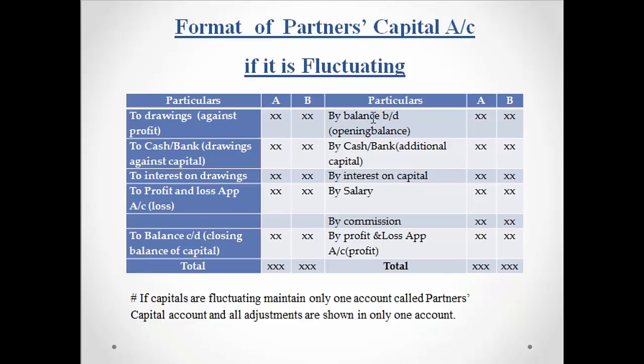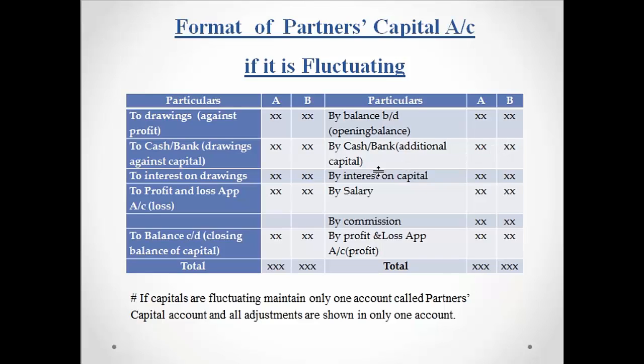Okay, the next item to be taken to the partner's capital account, please have a look at the second item, by cash or by bank. When a partner is investing additional capital into the firm, you have to think about what the journal entry is for that. The journal entry should be cash account or bank account debit, to partner's capital account. And then in the partner's capital account, the posting is by cash or by bank. And the amount of additional capital invested by A and B has to be shown separately, like this, please.